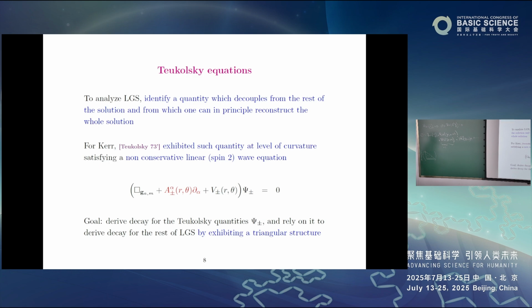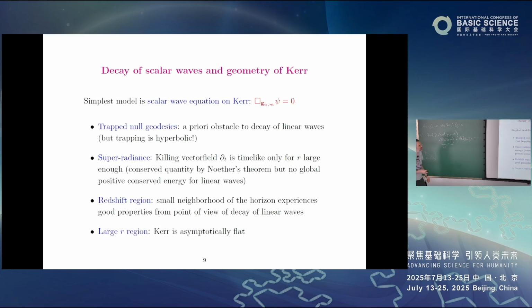Okay, so let me maybe comment, let me go back and even look at a simpler model problem. Let me forget about non-conservative and spin 2, about first order and zero order term. Let me just spend one slide on explaining a little bit what happens just for the scalar wave. Even though the Teukolsky equations are more complicated, this is certainly the simplest model problem you could think of. So I want to look at scalar waves.